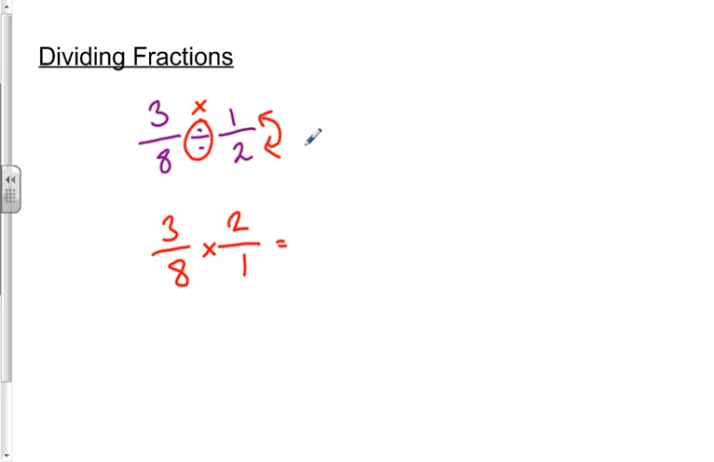And now we just do our multiply. Times the tops together, times the bottoms together. 2 times 3 is 6. 8 times 1 is 8. 8 over 6, they share a common factor of 2, so we can simplify that to 3/4. So 3/8 divided by 1/2 is 3/4. Now that's all of our dividing skills, everything you need to use the 4 basic operators.